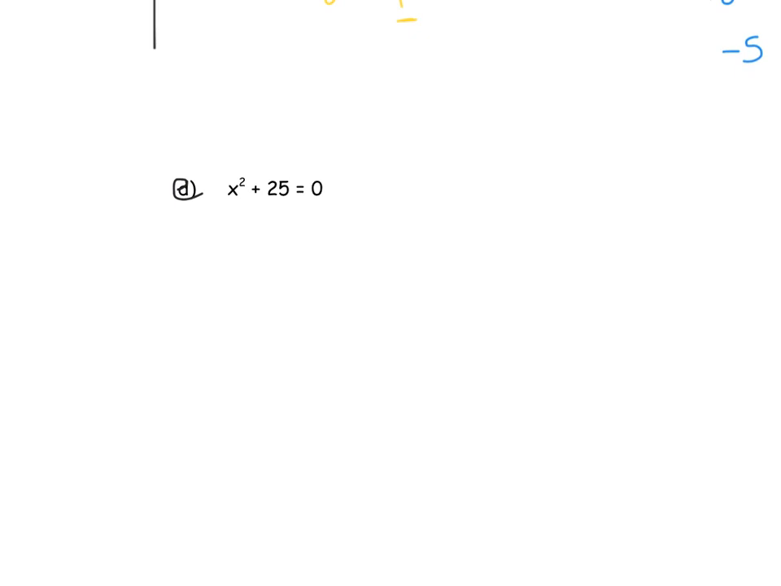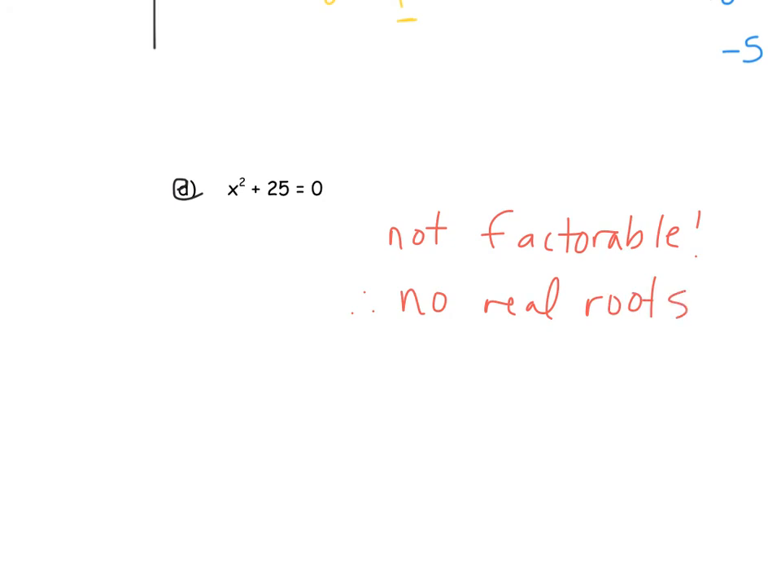At first glance, this may look like a difference of squares, but remember, in order for it to be a difference of squares, I would be expecting to see a subtraction between these two terms. So even though the first term is a perfect square and the last one is a perfect square, in fact, this is a polynomial that cannot be factored. So I would say that this is not factorable. Not factorable means that there are no real roots.